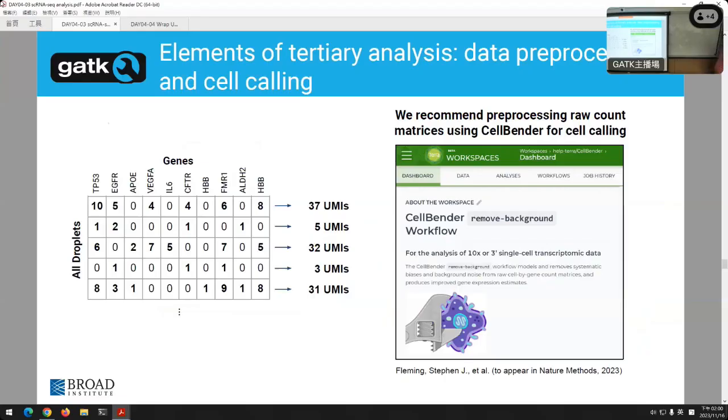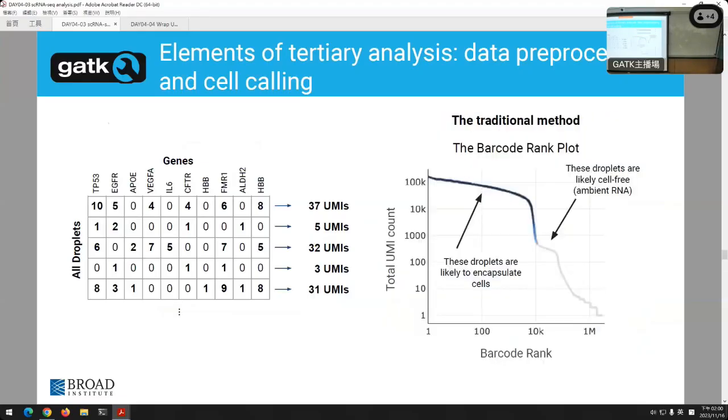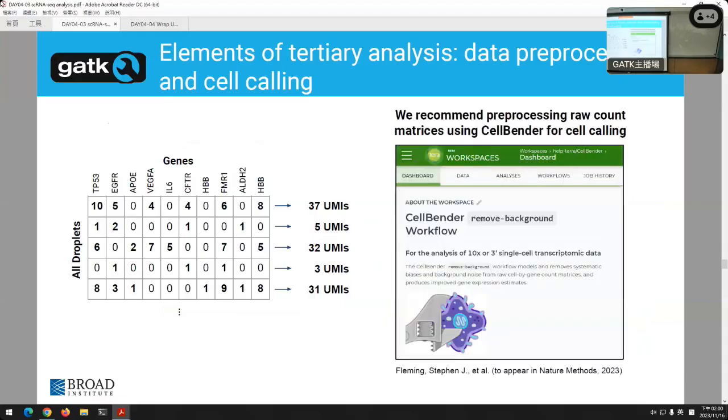Okay, so Cellbender does exactly that, but a lot smarter. It's more rigorous. It uses a generative model, so this is now machine learning.